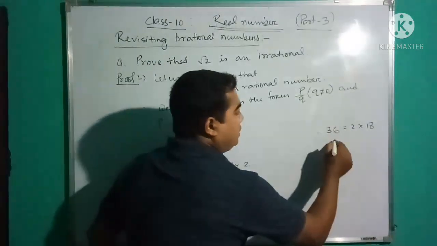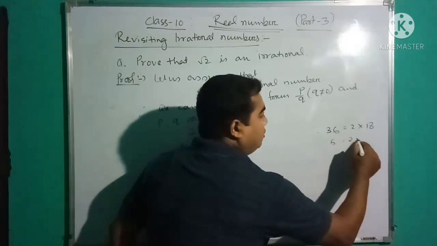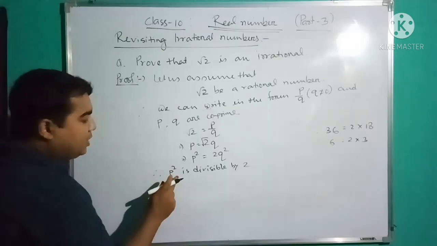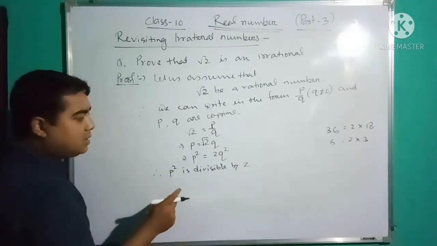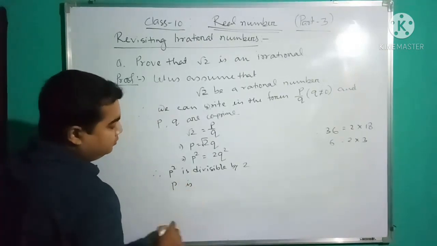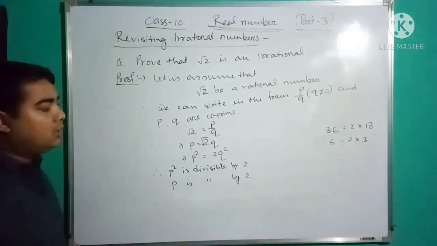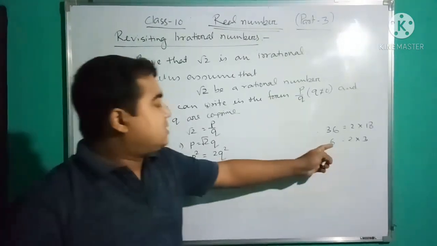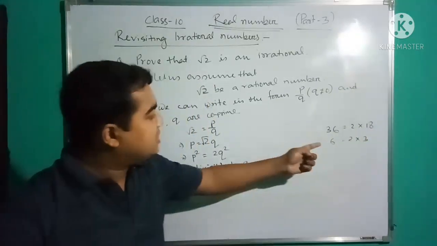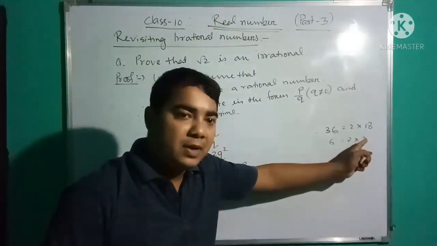Okay, see, 36 is divisible by 2. Then the square root of 36 is 6. So again 6 is divisible by the same number 2, but how many times? 3 times. Okay, see, p square is divisible by 2, so we can say the square root of p square, which is p, is divisible by 2. P is divisible by 2. 36 is divisible by 2, but how many times? 18 times. Now 6 is divisible by 2, how many times? 3 times. 18 and 3 are different numbers.